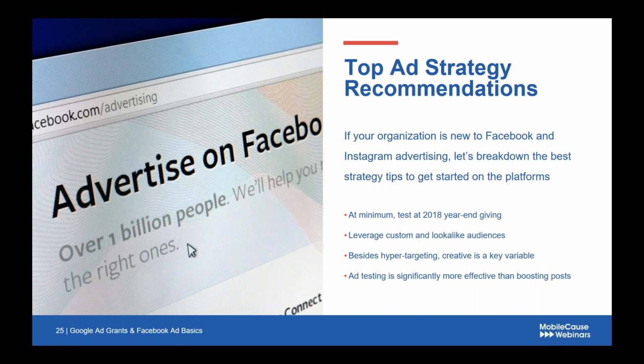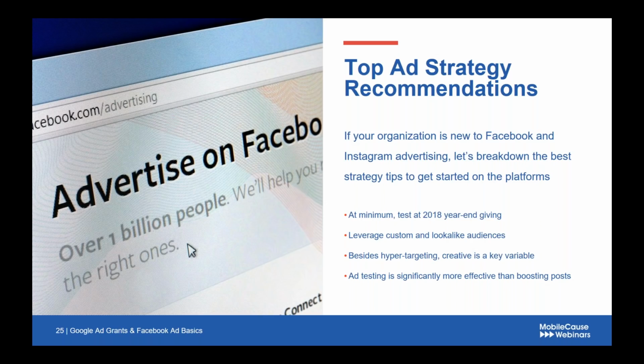Next, definitely leverage the custom and lookalike audiences. So, again, securely uploading a list of past or current supporters, and then creating a lookalike audience of new potential supporters that really match the people who donated to you in the past. That is, if you're going to put the ad spend anywhere, that can be very effective.